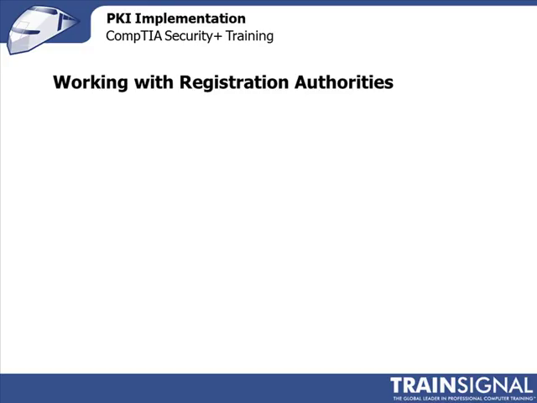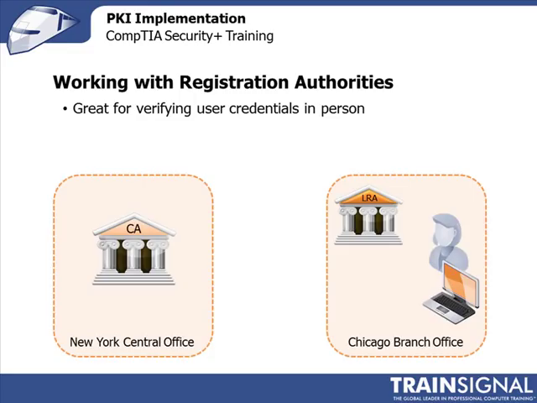Now let's talk about working with registration authorities. Remember, an RA is responsible for identification and authentication of certificate owners, but does not sign or issue certificates. And for the case of large internal CA hierarchies, they often function as a way to physically verify user credentials in person. So what happens when we have multiple locations for one company?